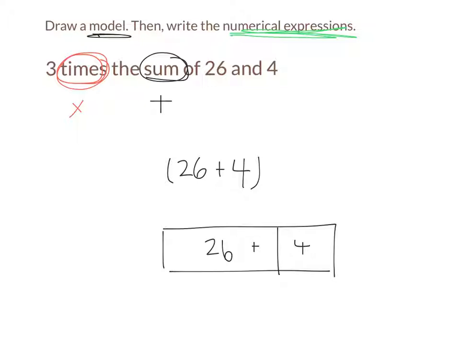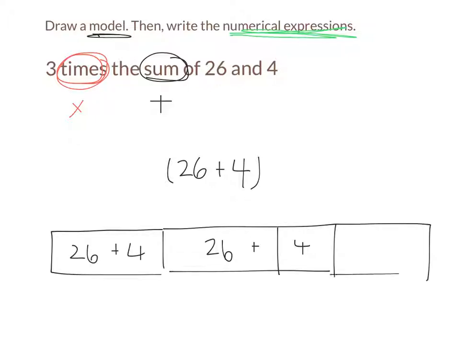Now, what do we need to do? Is that our final answer, 26 plus 4? No, we have 3 copies of it, or 3 times of it. So what do we need to do? We need to have another 26 plus 4. And then over here, another 26 plus 4. Do you guys see how that's 3 copies of 26 plus 4? Right? So this is 3 times the sum of 26 plus 4.